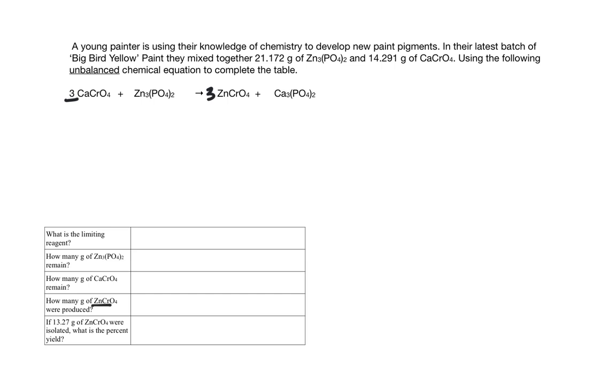So the first thing I'm going to do is calculate the molar masses of all of the important parts, because then all I have to do is do calculations for all of these. So for calcium chromate, it's 156.08 grams. For the zinc phosphate, it's 386.11 grams. And for the zinc chromate, that is 181.04 grams.